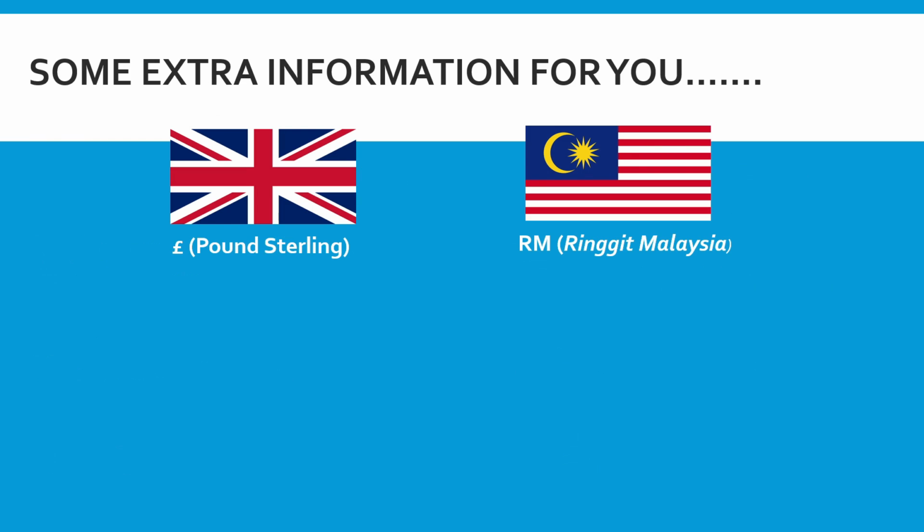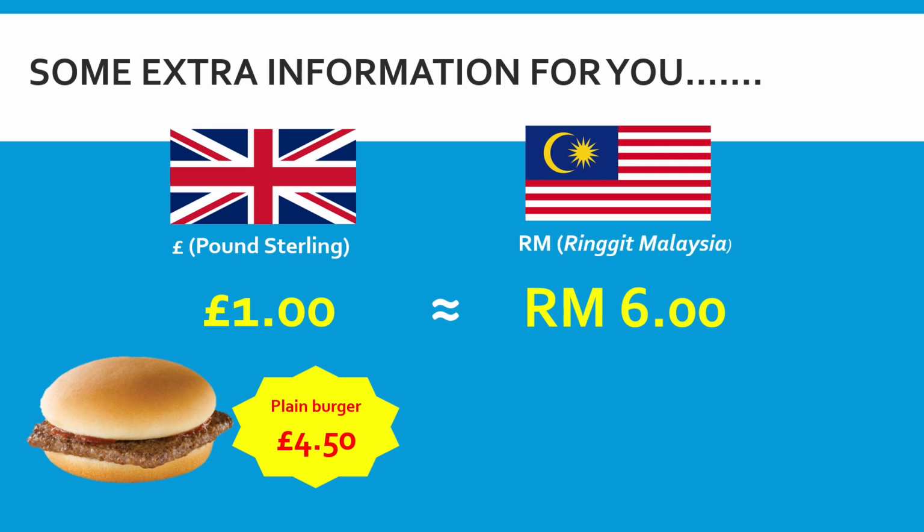There is just some extra information for you here. Do you know that in UK, 1 pound is approximately around 6 ringgit? Say if a plain burger costs you £4.50, do you know how much is that in ringgit Malaysia? It costs you 27 ringgit for just a plain burger, which means you will need to pay 27 ringgit for a plain burger in UK if you want to just eat this piece of burger.